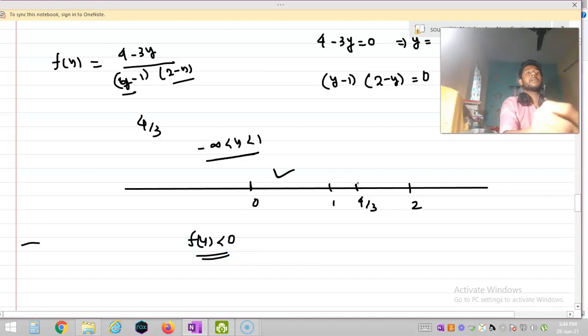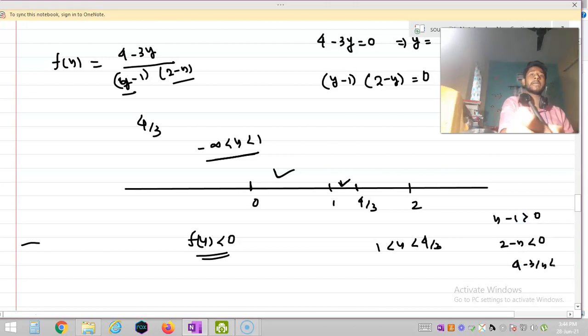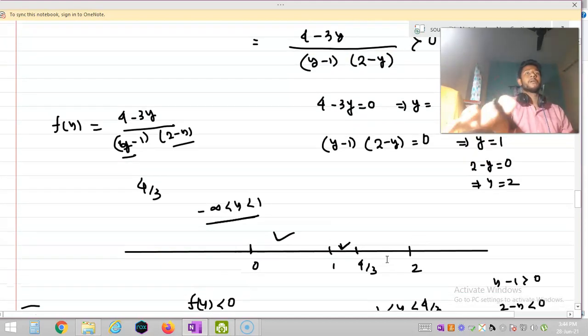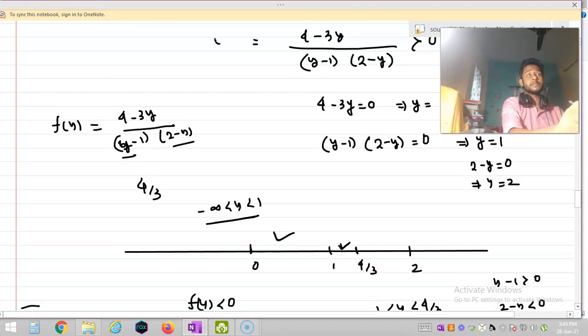Now if you choose any value of y which lies between 1 and 4 by 3, that is 1 less than y less than 4 by 3, then you can see that y minus 1 becomes positive, 2 minus y remains positive, and 4 minus 3y remains positive. So f(y) becomes positive in this range. Okay, so any values of y which lie between 1 and 4 by 3 satisfy this inequation.